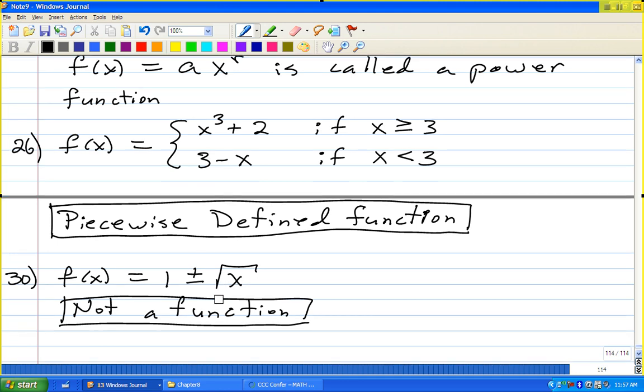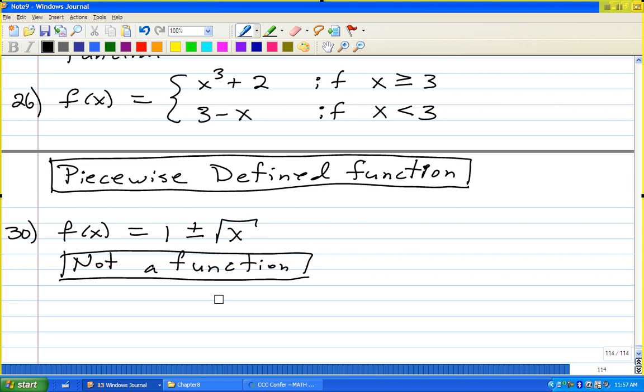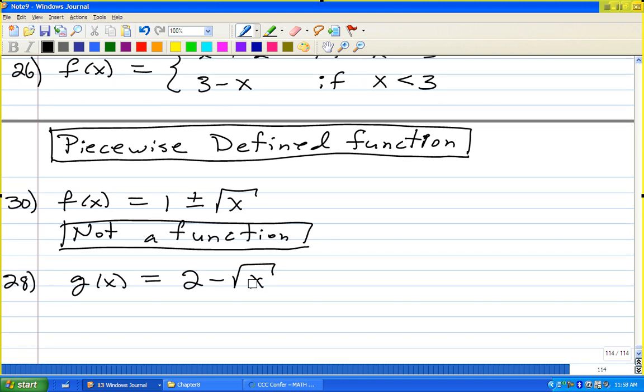If I looked at problem number, let's say 28, g of x equals 2 minus rad x. Well, if I put in any value for x, then 2 minus the square root of x is always 2 minus the square root of x. And so you always get some sort of unique output. So whatever output you get, if you get an output, it will be unique. Therefore, this is a function.